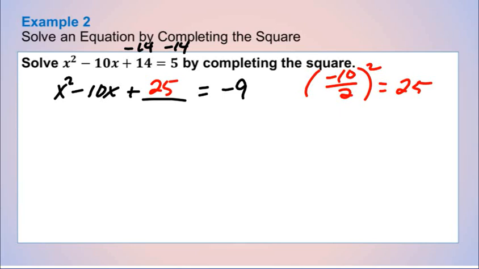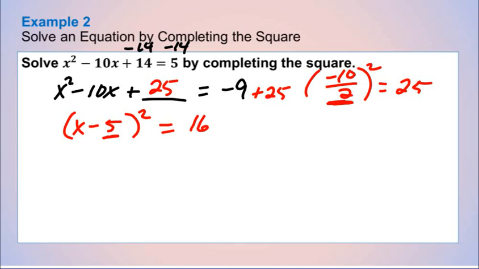But if I add 25 to the left-hand side, I have to add 25 to the right. So the left side is a perfect square trinomial. So that's x minus 5 squared. And you'll notice that when I find half of b, that matches what's in my parentheses squared. And then on this side, negative 9 plus 25 is 16.